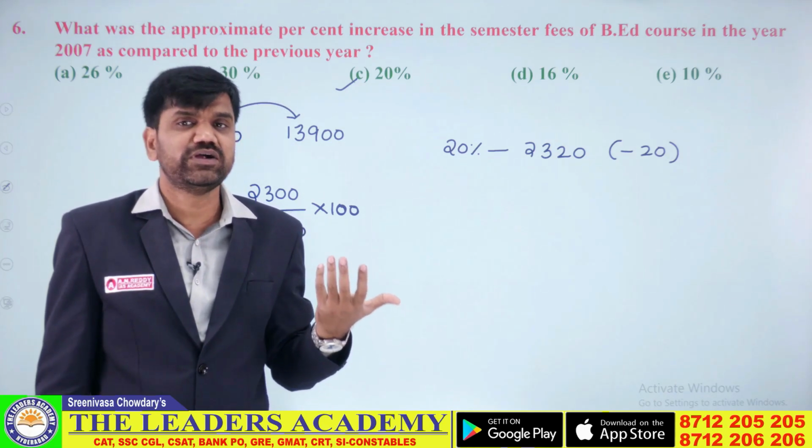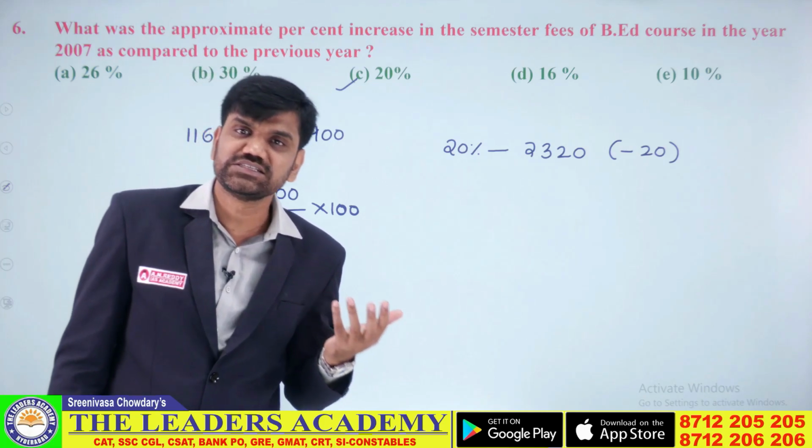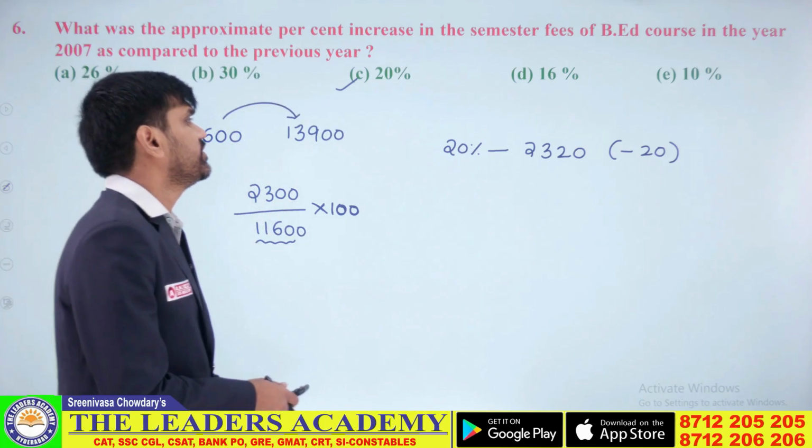Hence approximately it should be what? 20% only. You cannot take it as 16%. Hence your answer has to be what?